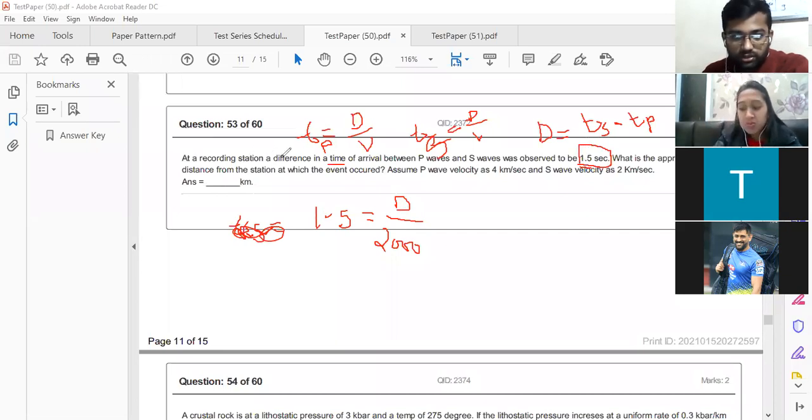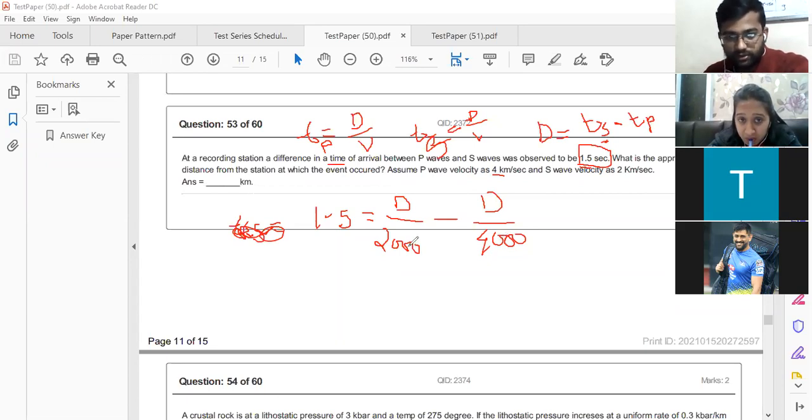A difference in time interval of P wave and S wave was observed to be 1.5 seconds. So this is for S wave. Now 1.5 is equal to TS minus TP. So TS means d upon 2000, minus TP means d upon 4000, since P wave is 4 kilometer per second, so 4000 meter per second.